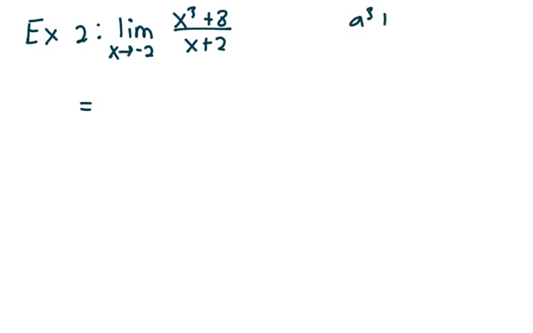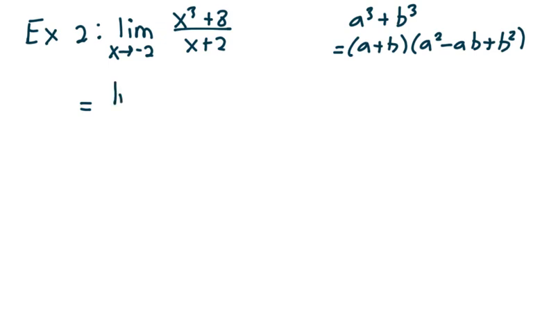Now, before we do this, recall that a cubed plus b cubed is a plus b times a squared minus ab plus b squared. So that's how we factor a sum of cubes. And so this is the limit as x goes to negative 2. We can leave the denominator alone, but again, I'm going to still write it as 1 times x plus 2, so you see the x plus 2 as a factor.